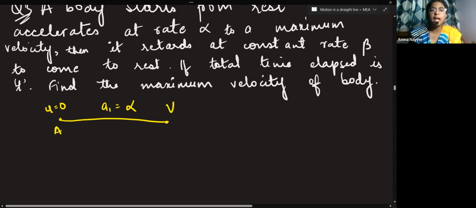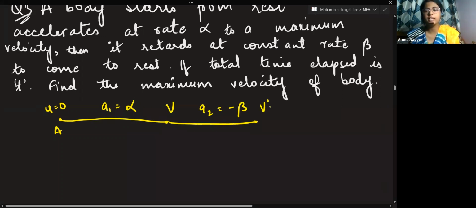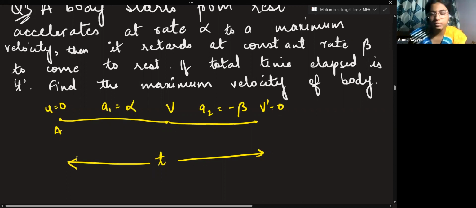Then it retards at a constant rate beta. So retardation, what was retardation? Negative acceleration. So here the acceleration will be minus beta. And then it comes to rest, which means the final velocity is 0. If the total time elapsed is t, so t is the total time elapsed throughout the journey, you have to find the maximum velocity.